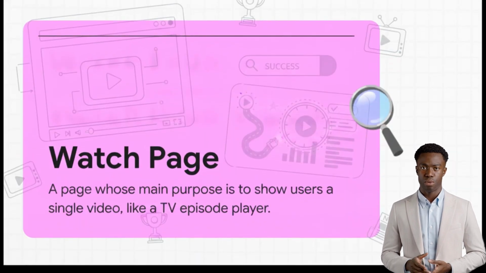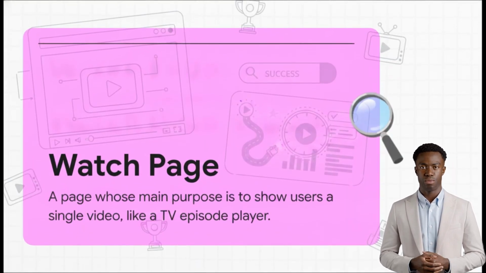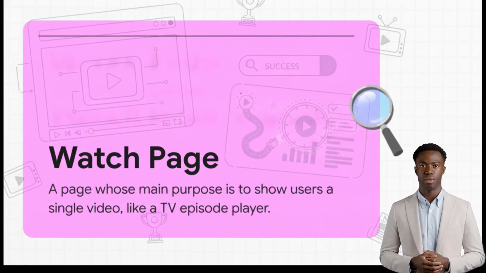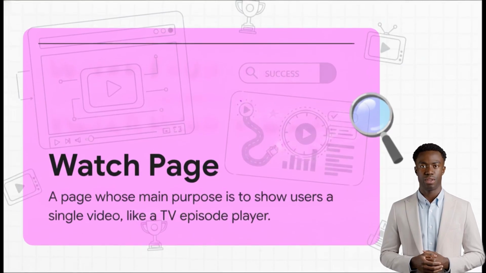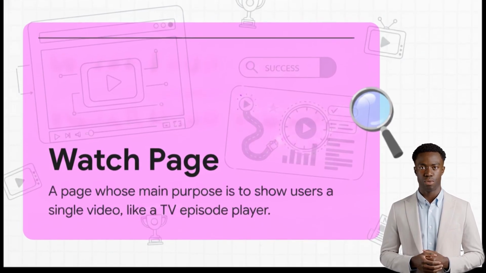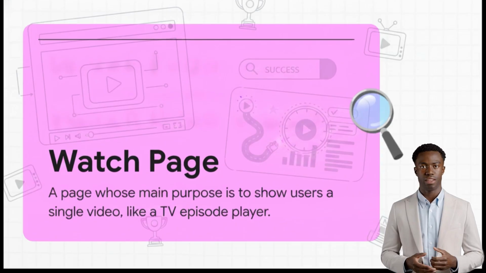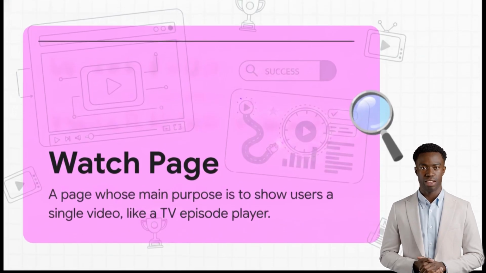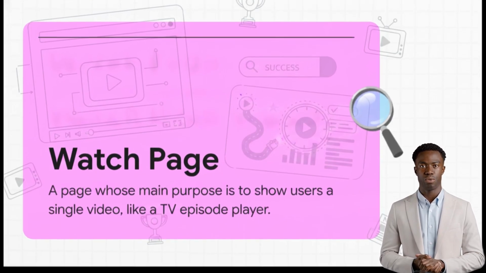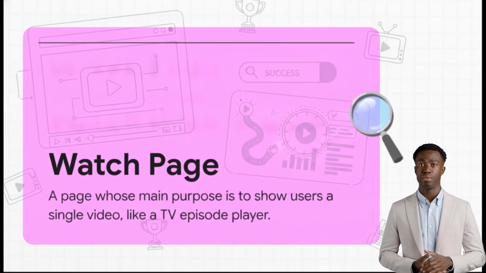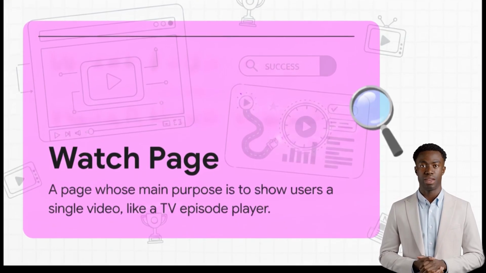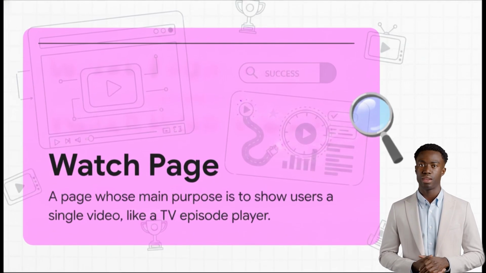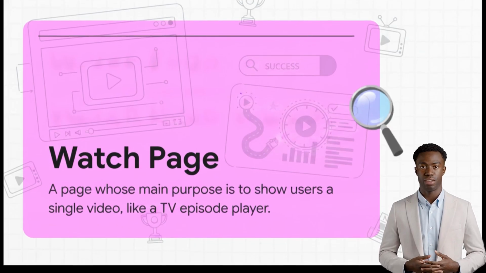Now here's the most crucial point for eligibility. If you want those rich video features in search, you must embed your video on a dedicated watch page. So what exactly is that? Well, it's a page highly focused on that single piece of media. Its main purpose, literally the reason the page exists, is to show users that one video. Think of a TV episode player page, a dedicated sports highlight clip, or a news video page. The video has to be the primary star of the show.